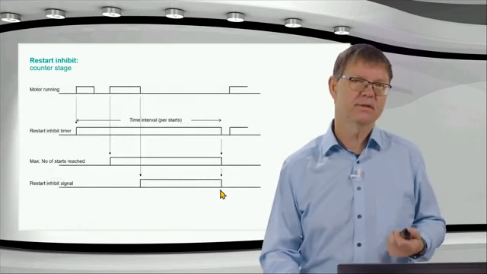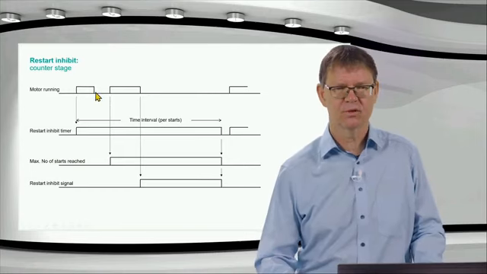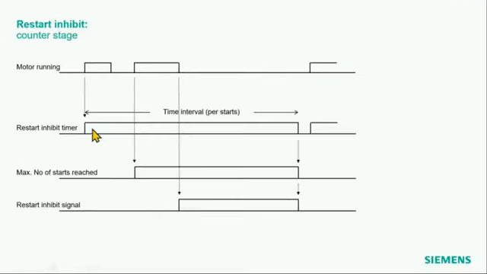I have it here on this diagram. So here the motor is started and stopped, started and stopped. The restart inhibit timer starts with the first starting, and these are our 60 minutes here. And if I start the motor for a second time, then my maximum number of starts is reached here, until this restart inhibit timer elapses and everything resets.